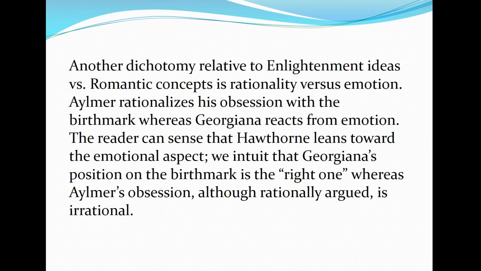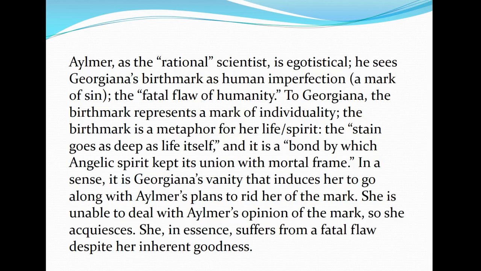Another dichotomy relative to Enlightenment ideas versus Romantic concepts is rationality versus emotion. Aylmer rationalizes his obsession with the birthmark, whereas Georgiana reacts from emotion. The reader can sense that Hawthorne leans toward the emotional aspect. We intuit that Georgiana's position on the birthmark is the right one, whereas Aylmer's obsession, although rationally argued, is irrational. So you'll see this kind of battle of forces between the Enlightenment and the Romantic, between the scientific and the rational and the emotional and the unnatural play out within this story.